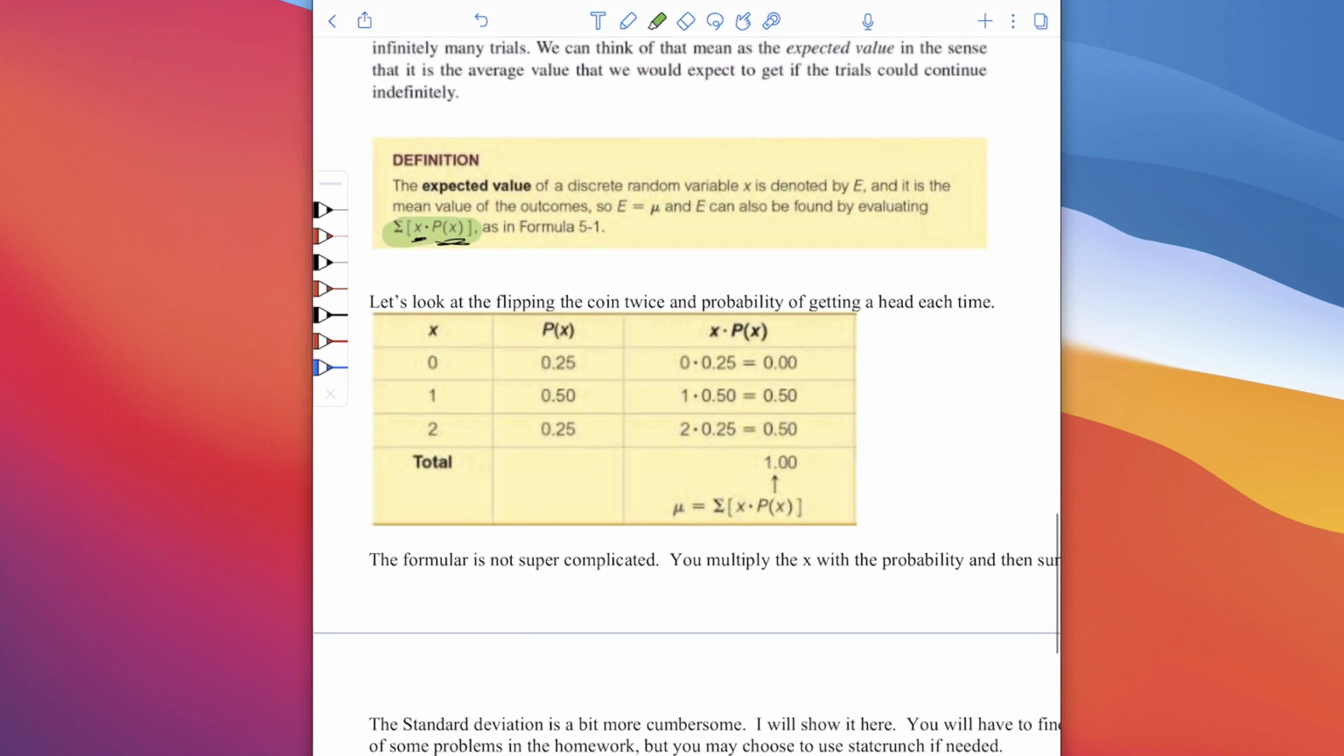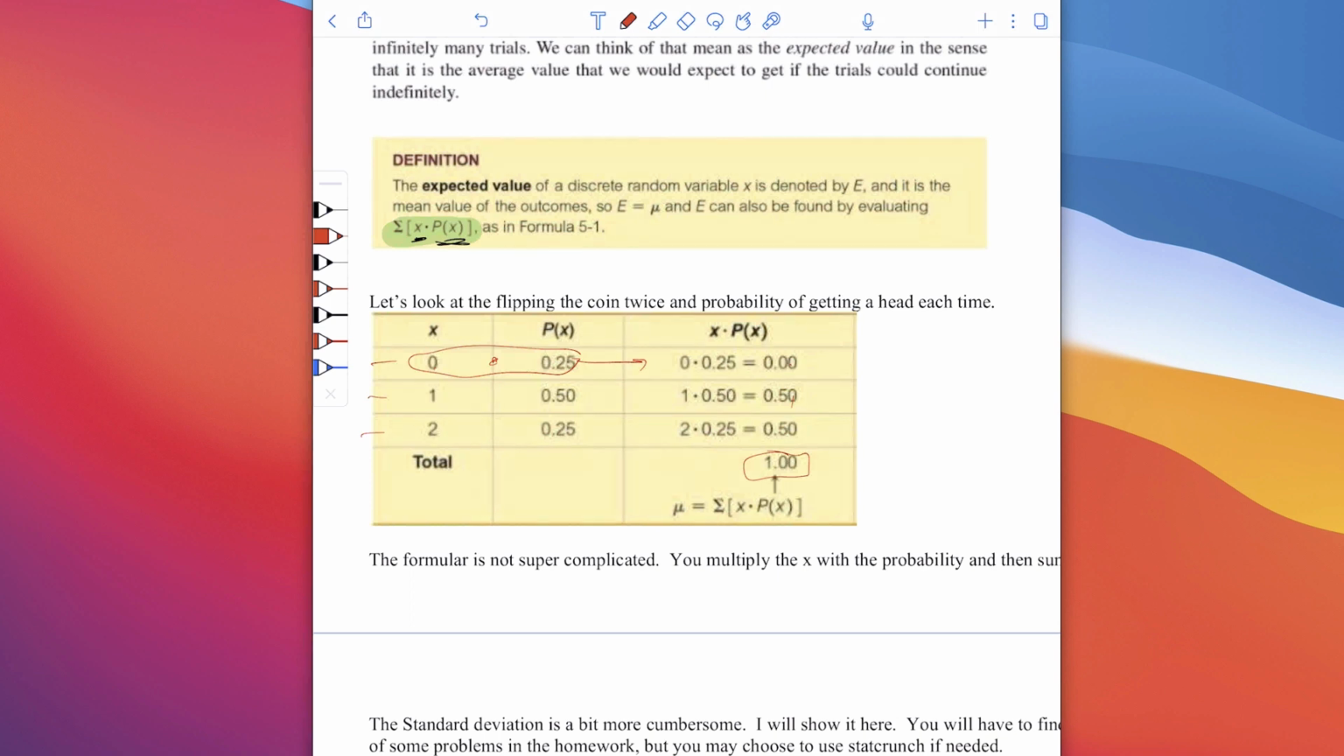Here it is in the picture, and I'll show you how to do it in Excel and StatCrunch. Basically, we took our table and wrote it out: 0, 1, 2, and their probabilities. It's pretty easy. You can use a calculator, and it's a small amount here, so it makes sense. You just take 0 times 0.25 and get your answer, 1 times 0.5, 2 times 0.25, and then add them up. The expected value is 1.